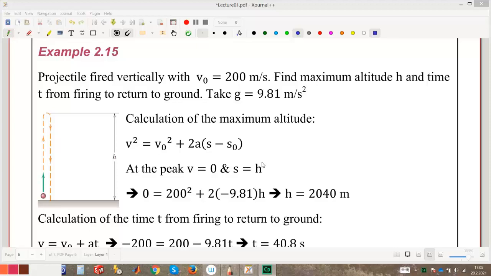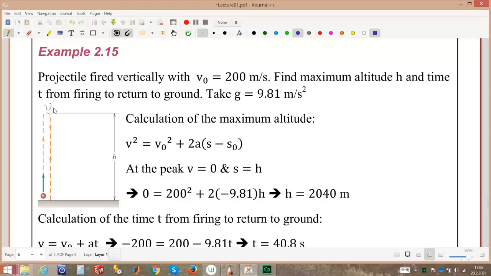In our first example, we have a projectile that is fired vertically with an initial velocity of 200 meters per second. It moves up, and then at the very top point, actually we can guess the velocity, right? The velocity will be equal to 0 at the top point. Vt, let's say, will be equal to 0 meters per second at the top.